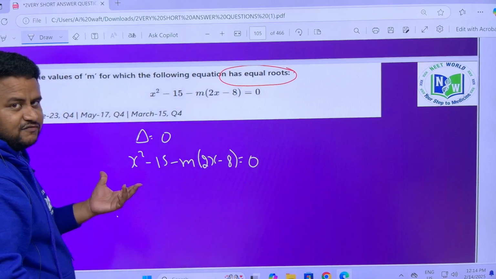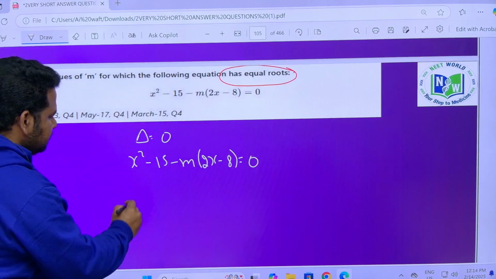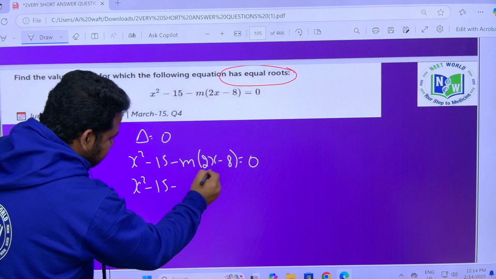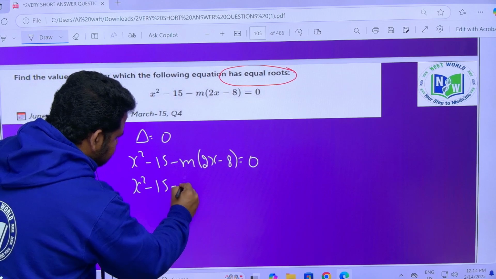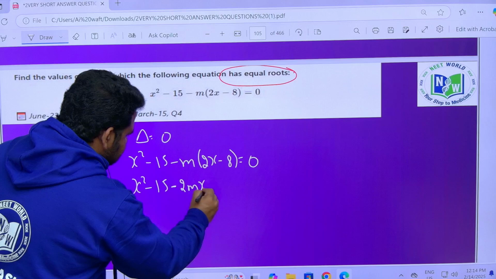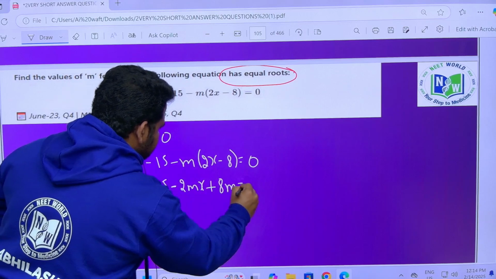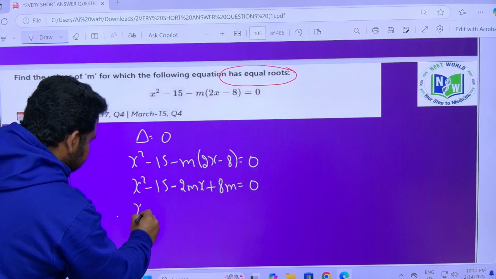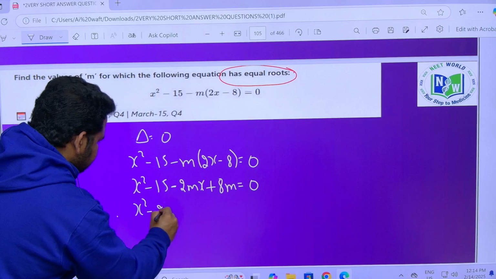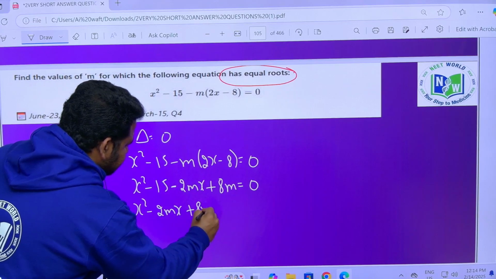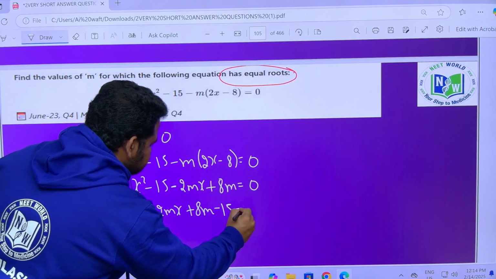This is not in the standard form. Okay, we will bring it to the standard form. Let me write it as x square minus 15 minus, let us multiply this, 2 into m is 2mx, minus into minus plus 8m is equal to 0. Then rearranging this, x square minus 2mx plus 8m minus 15 will be equal to 0.